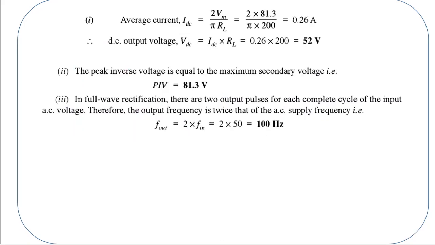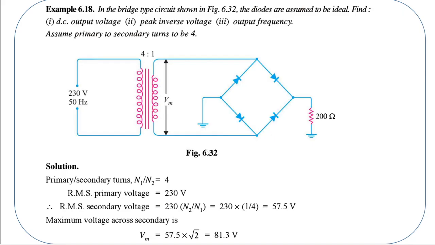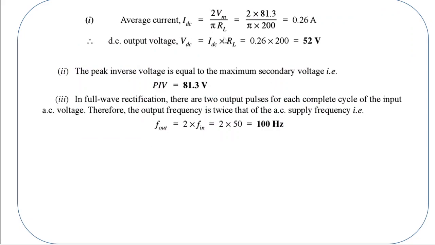What is the DC output voltage? For that, first you need to calculate the DC current. So DC current is 2 Im divided by pi, right? But current Im is voltage Vm divided by RL. Actually, this is RL plus Rf because total resistance is sum of load resistance and the diode resistance. Since we are considering ideal diodes, Rf is 0. So IDC is equal to 2 Vm by pi RL. Plug in the values, you get IDC is equal to 0.26 ampere.